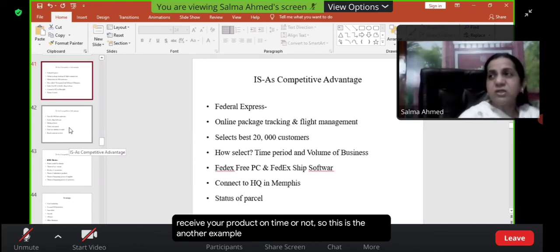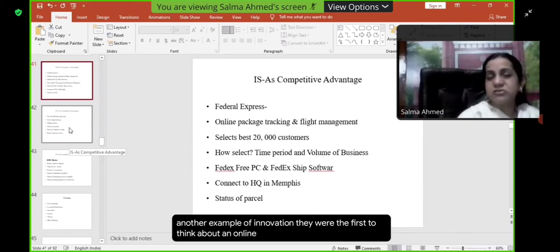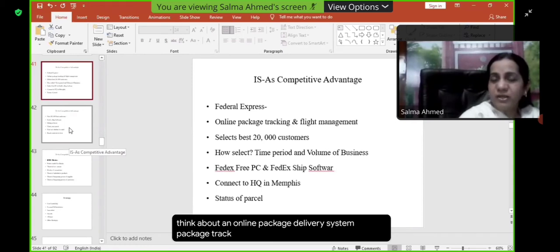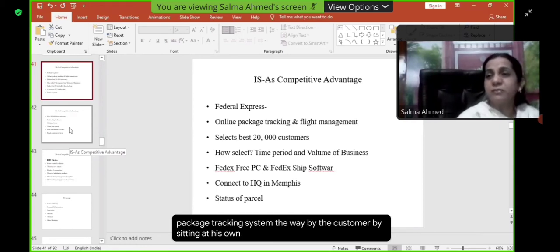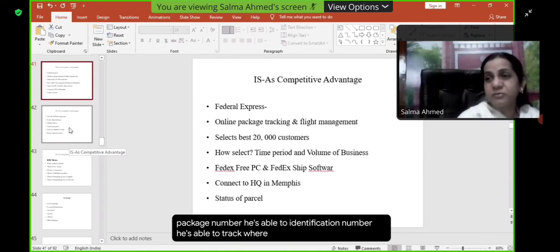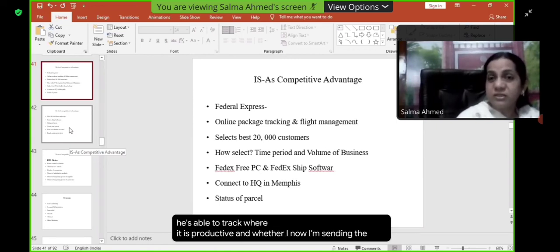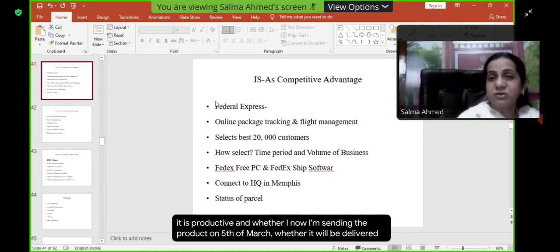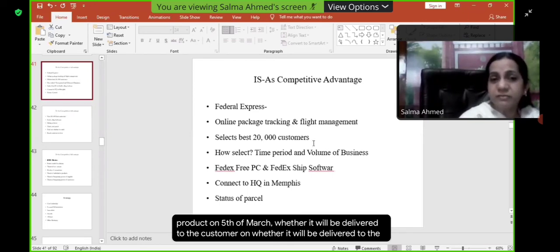They were the first to think about an online package delivery system, a package tracking system, whereby the customer, by sitting at his home, by feeding just the courier package identification number, is able to track where his product is, and whether I'm sending the product on 5th of March, whether it will be delivered to the customer in time or not.